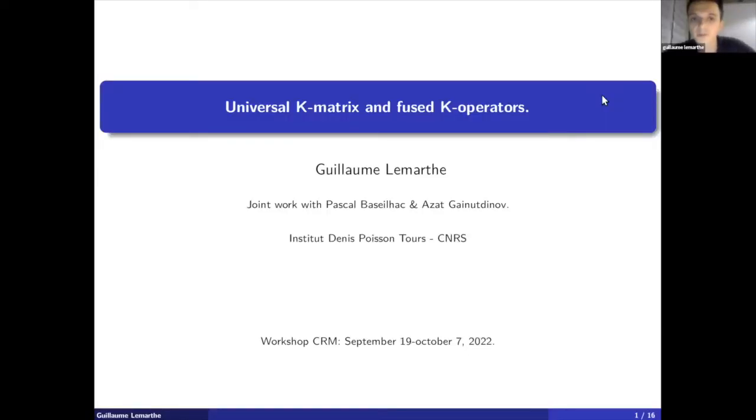So today I will talk about universal K-matrix and fused K operators. This is a joint work with Pascal Baseilhac and Azat Gainutdinov. And actually, this is a generalization of the work done by Appel and Vlaar last week.